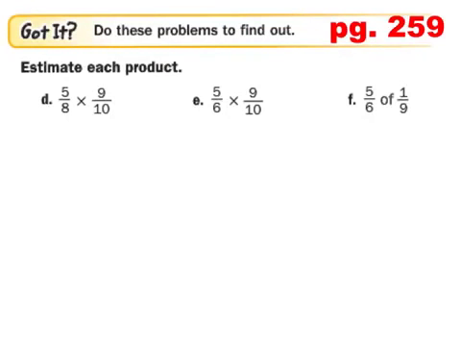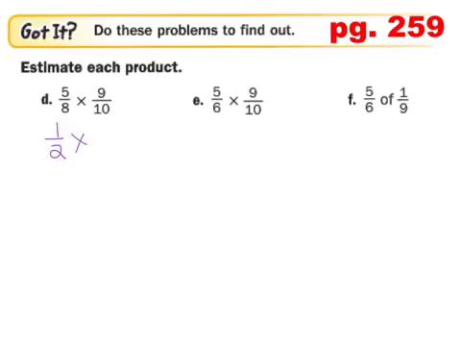I'll do one of the got it's with you, and here's how I would like you to show me what you're doing. So I have to stop for each fraction and decide, is it closer to 0, half, or 1? 5/8. I know that the half would be 4/8, and 5 is just a little bit more than that, so I'm going to round 5/8 to 1/2.